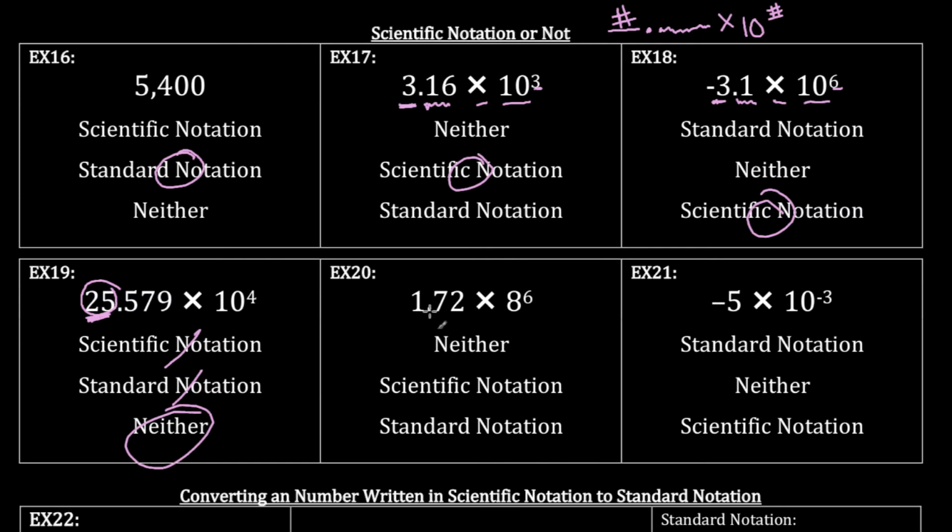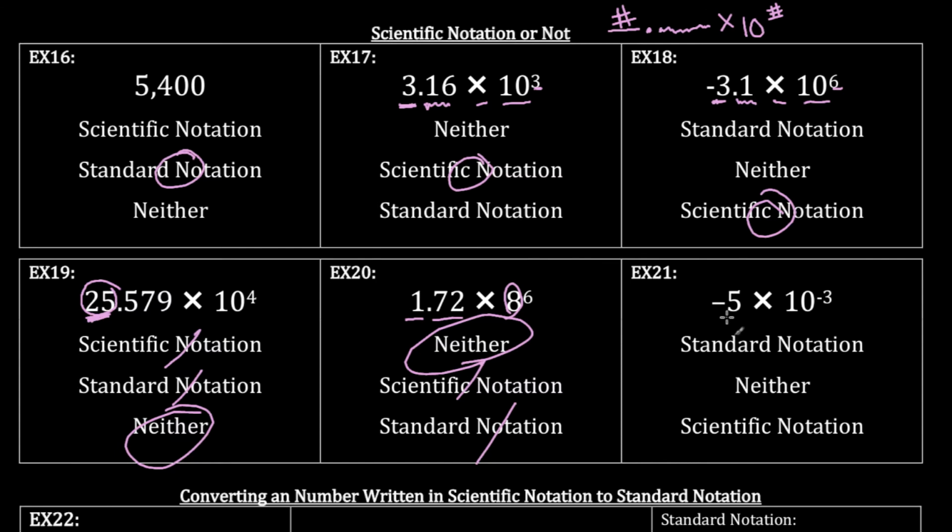Okay, so in this one, we have a single digit, which is 1. That's fine. We have some decimals. That's fine. This 10 is the problem. So this isn't scientific, but it's not a regular number, so it's not standard. It's neither.